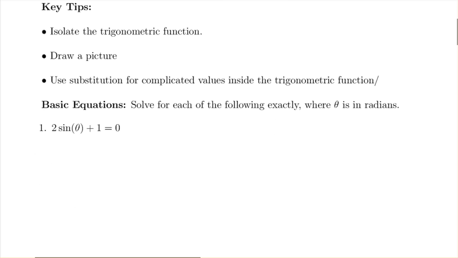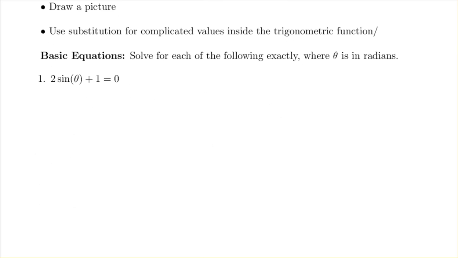So a basic equation might be 2 sine of theta plus 1 is equal to 0. Using that first tip, we want to get at and solve for theta, so we're going to isolate sine first. To do that, you can subtract your 1 over the equal sign to the right, and then divide both sides by 2. And that will leave you with the following. From here, we want to know what picture can help you visualize this.